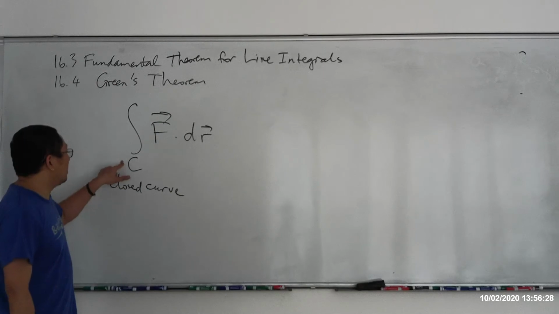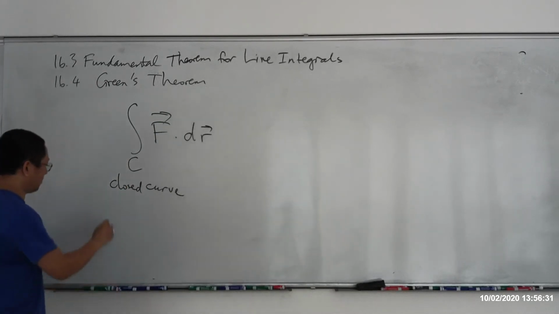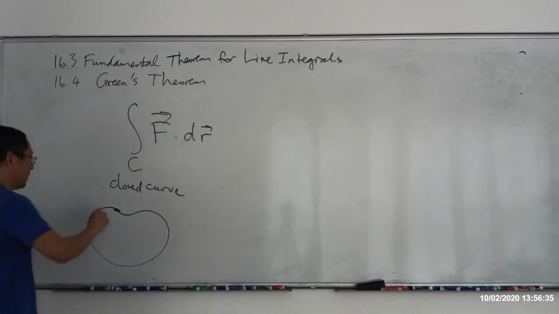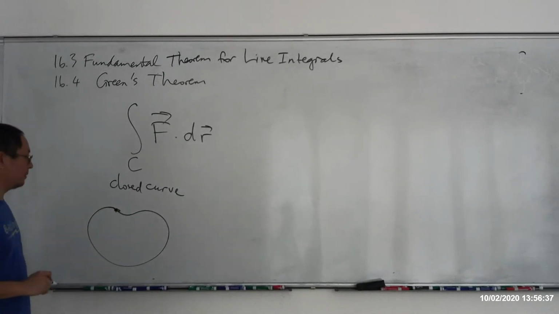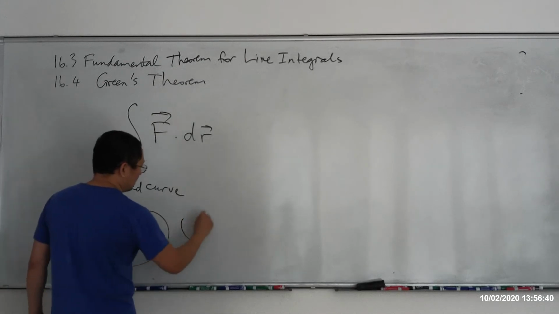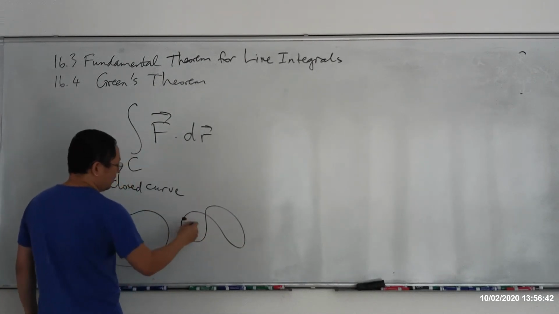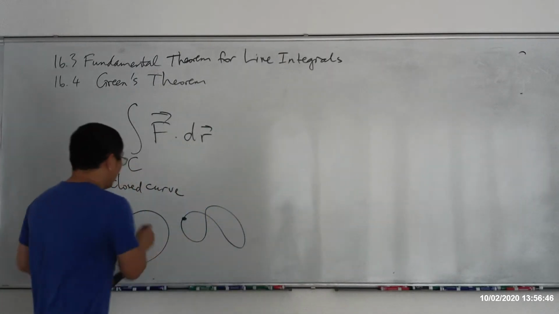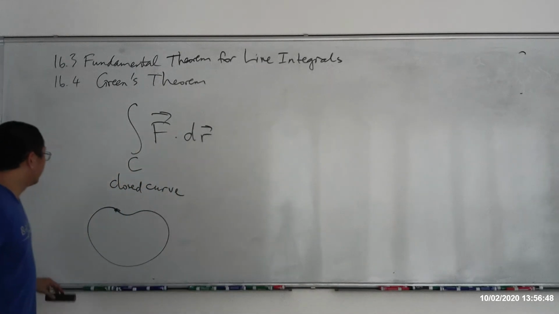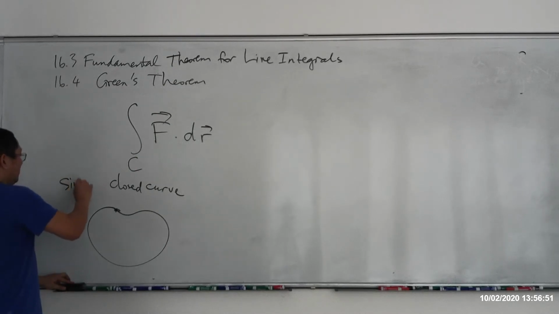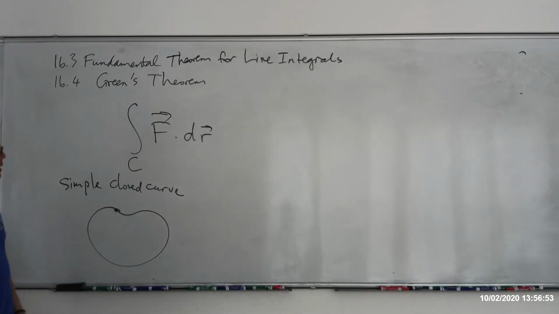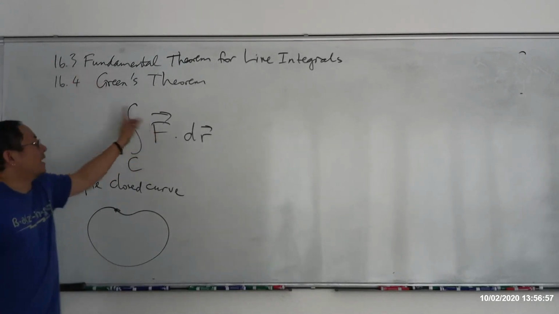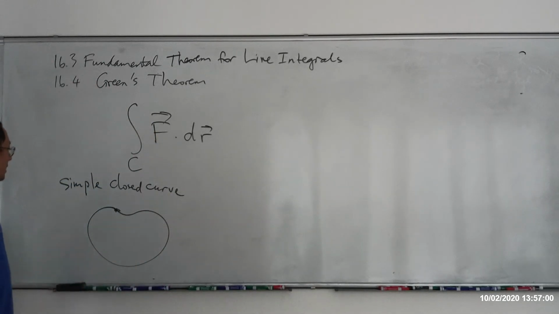Number one, the curve C will always be a closed curve, a simple closed curve. Closed means the initial point and the end point are the same. We just talk about the simple case in Calc 3. Simple closed curve. And of course, if F is conservative, we learned in the previous section that the integral will always be 0.